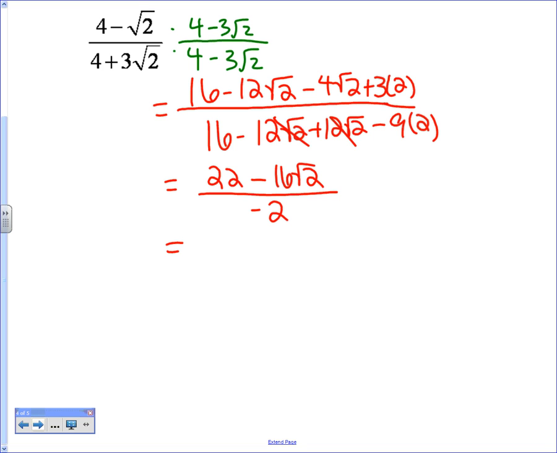So do I put 11? Why negative 11? Because it's a negative. Okay, and then what? Plus 8 square root of 2. Notice you didn't do anything when you divided with the radical. You just left it. Any questions? Sure. Okay.